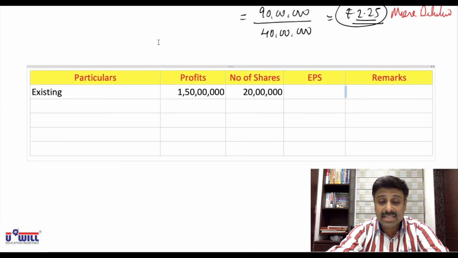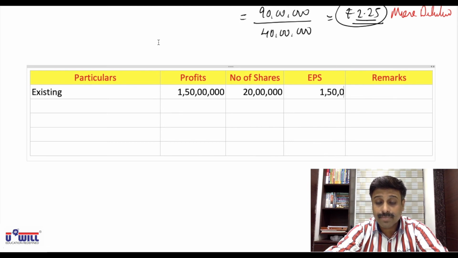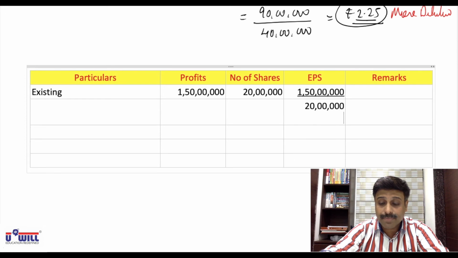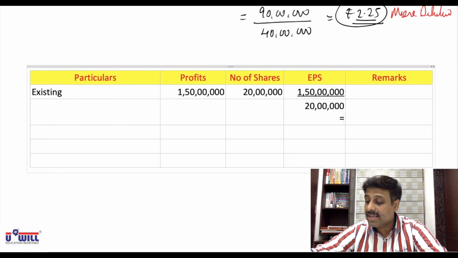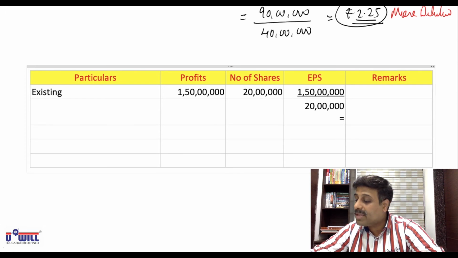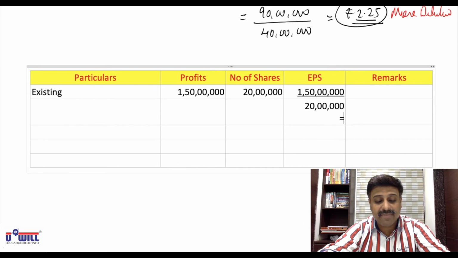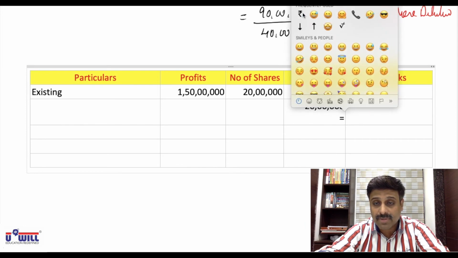Now what is the EPS presently? 1 crore 50 lakhs divided by 20 lakhs. So that would be equal to how much? 1 crore 50 lakhs divided by 20 lakhs. Existing EPS would be 7.5. Okay, rupees 7.5. All of you must mention rupees without fail.